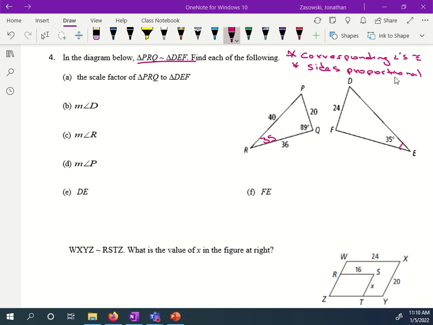So once we know the corresponding angles are equal, 35 for angle E, 35 for angle R. If angle Q is 89, then F is 89, right? And now we can use these two angles to figure out the third angle, okay? So 89 plus 35 is 124. And so take away from 180 and we're left with 56.